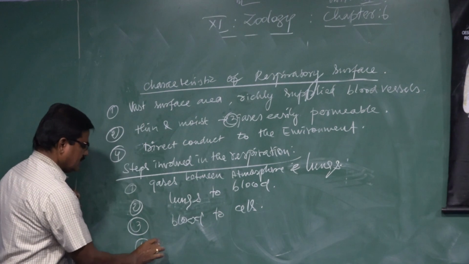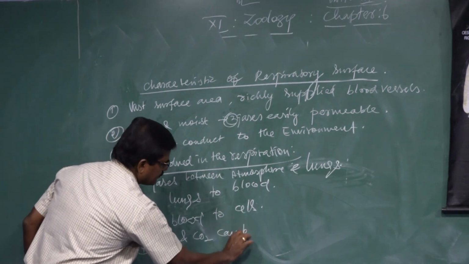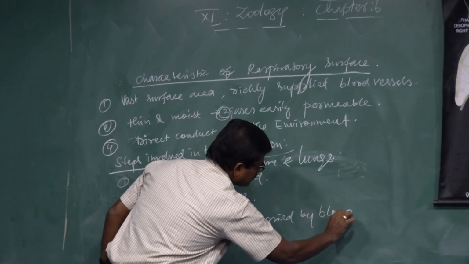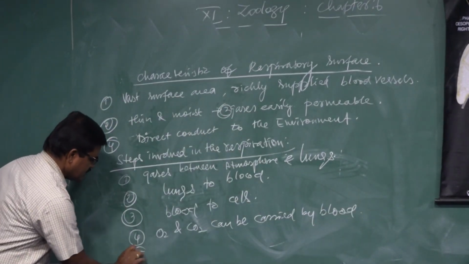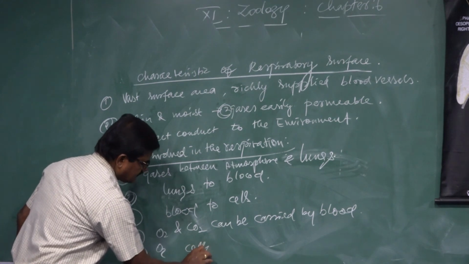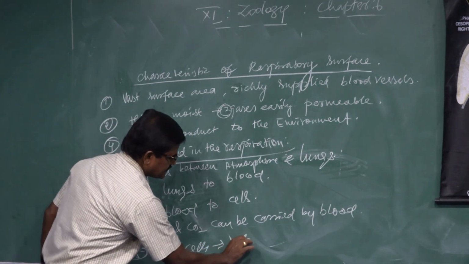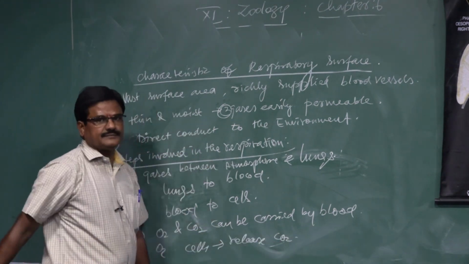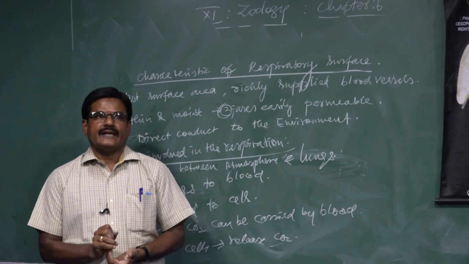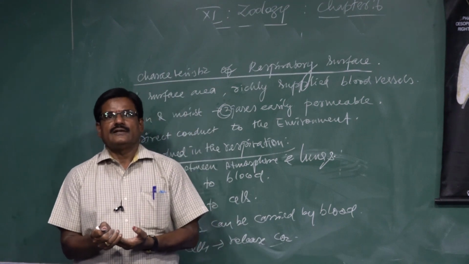Then fourth, oxygen and carbon dioxide are carried by the blood. The oxygen is utilized by the various activities of the cells, and finally carbon dioxide is released.